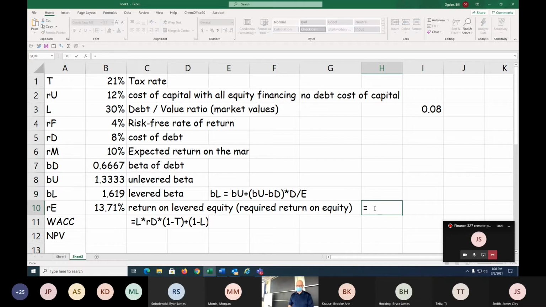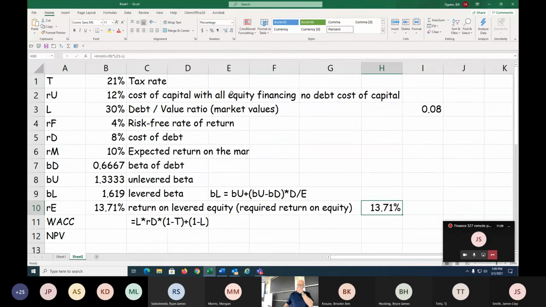Equals, instead of bu, we're going to say ru, plus, instead of bu minus bd, we're going to say ru minus rd. And in the end, that's the same. So debt to equity, so times the leverage ratio, divided by debt to equity, 1 minus the leverage ratio. You ready? Drum roll. Oh, look at that. 13.71%.